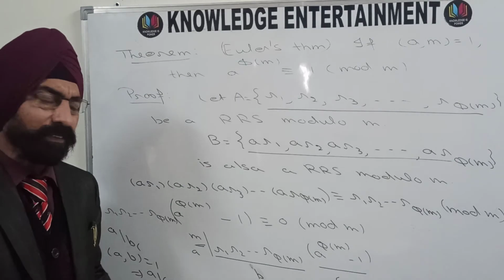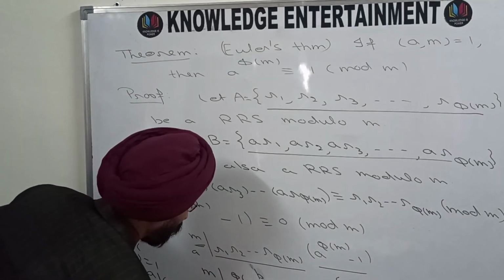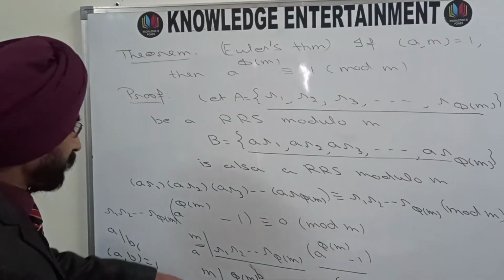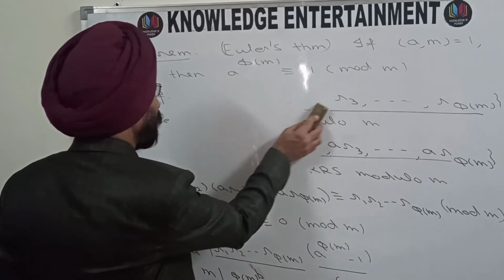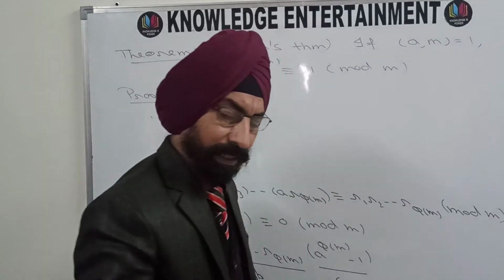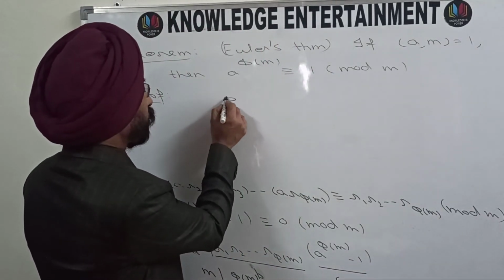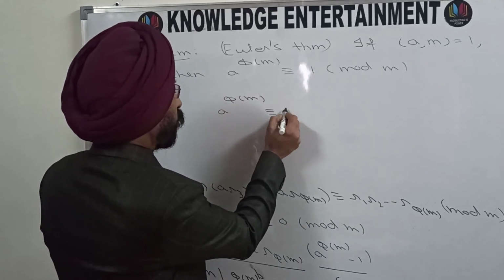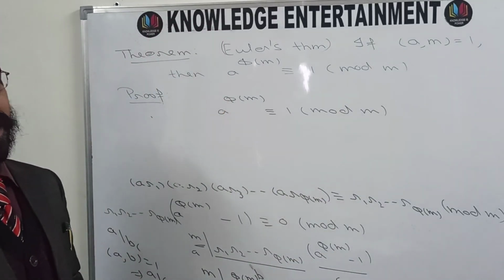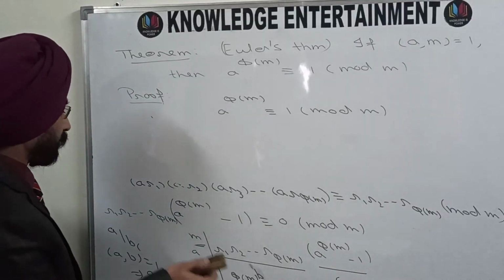So what you are going to get from here is that m divides a raised to the power φ(m) minus 1. And now this divisibility relation, if you write it as a congruence relation, it will be converted to a raised to the power φ(m) is congruent to 1 modulo m, which was the required result to be proved. So we have proved Euler's theorem.